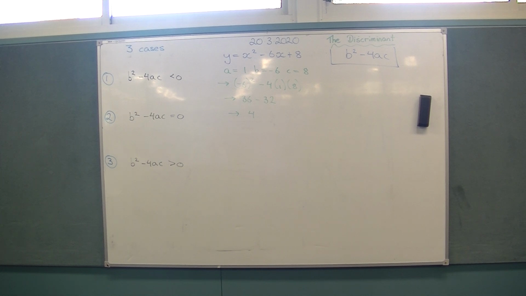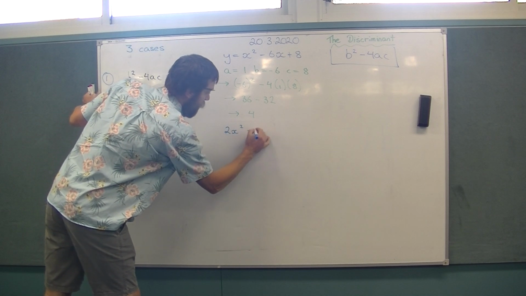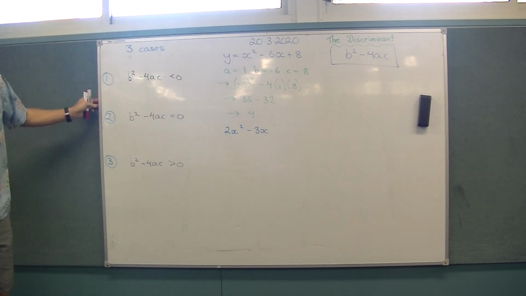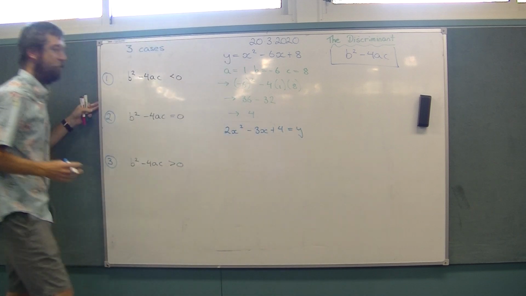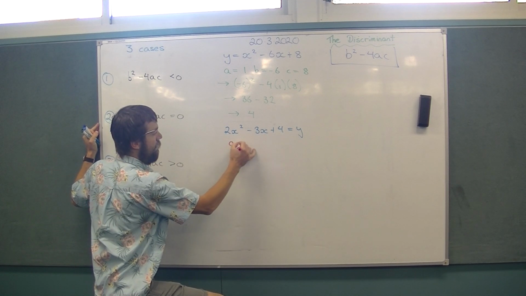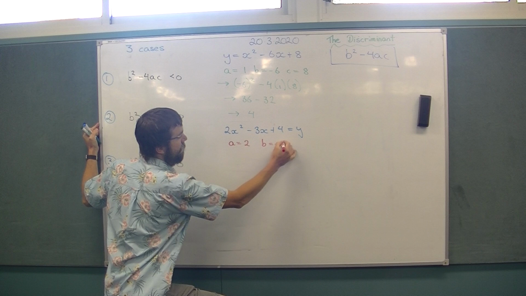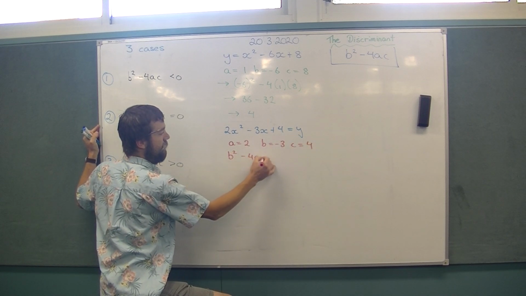Do you want to do another one yourselves? Yeah, it doesn't look too hard, does it? 2x squared minus 3x plus 4, something like that. Right, A, B and C, go. Write it down in your books. A equals 2, B equals minus 3, C equals 4. Discriminant is this.